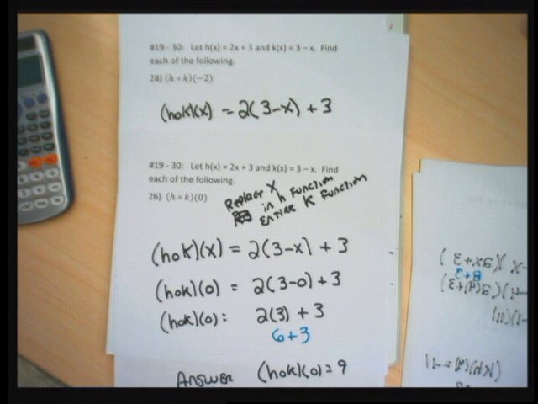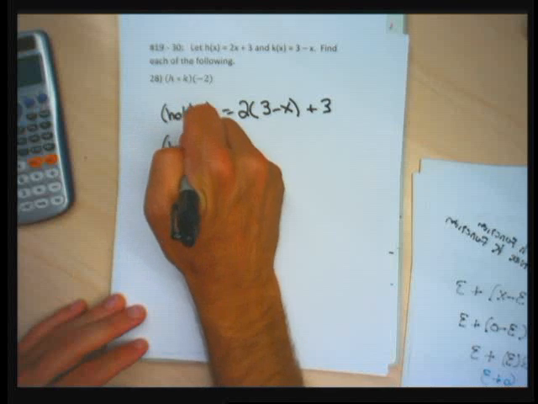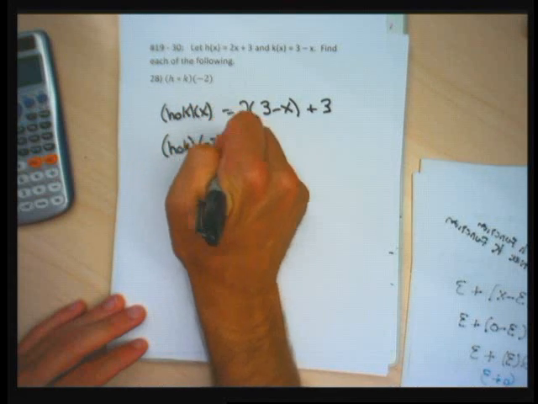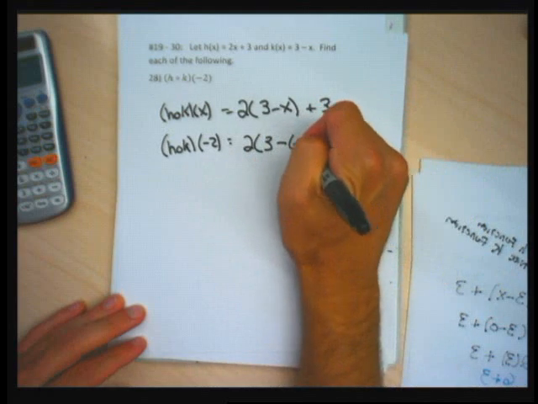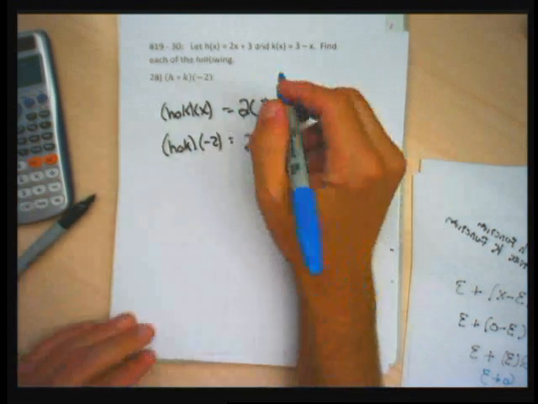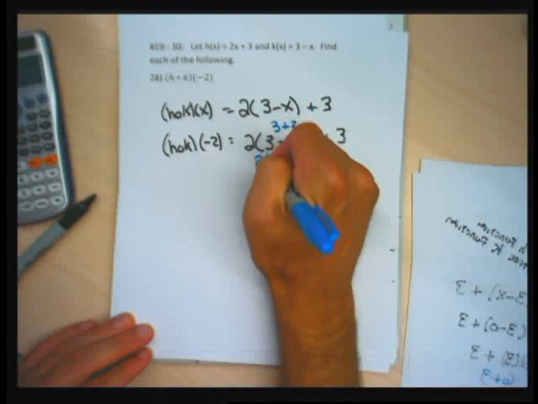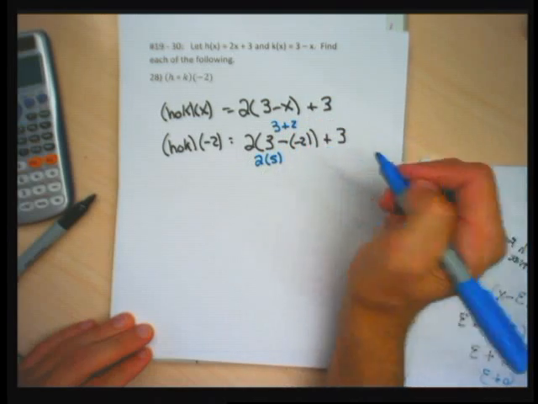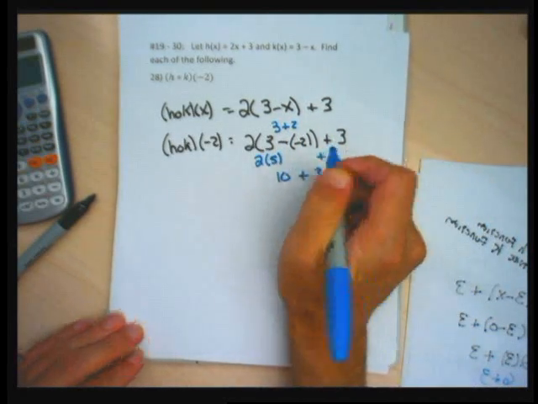So now I'm going to change my x to a negative 2, do h composed with k of negative 2 equals 2 times 3 minus, since I have a double negative, I'm going to use a parentheses, plus 3. Inside the parentheses, I'm going to get 3 plus 2. So this whole thing comes out to 2 times 5, plus 3, which is going to be 13.